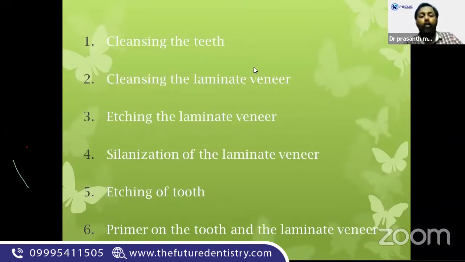Then again, you have silanization of the laminate veneer. That means you have to apply a silane coupling agent over the laminate veneer, which is similar to the bonding agent we use on natural teeth. Understood? Instead of a bonding agent, in ceramic we use the silane coupling agent. We'll apply that. After that, we go for the tooth. Etch the tooth, same thing, 37% phosphoric acid. After etching, apply the primer and the bonding agent over the tooth.